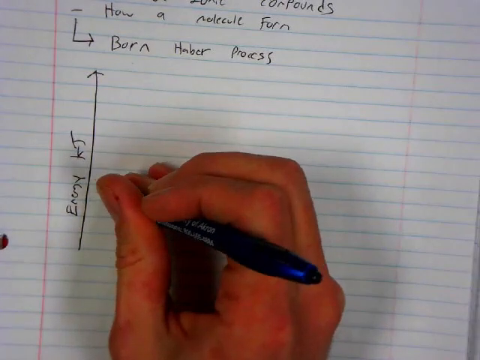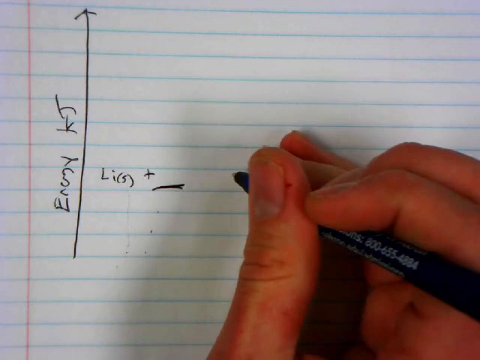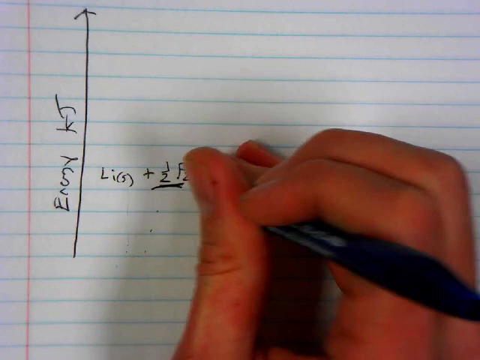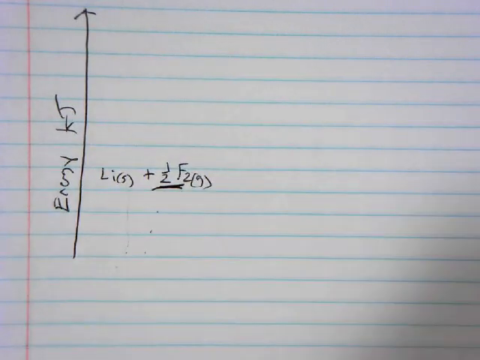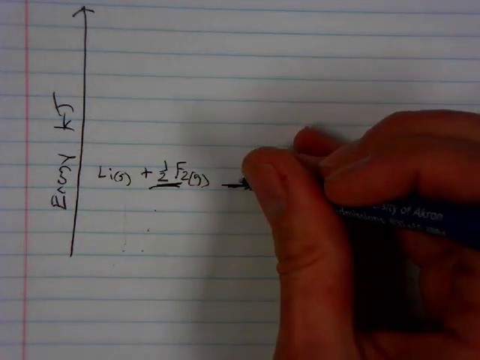So here is my solid lithium. Lithium as a solid. Can you guys see that okay? Should I zoom in a little bit more? So I have lithium as a solid, plus 1/2 mole of F2 gas. It's very difficult to react a gas with a solid. Agreed? What would be easier to react a gas with? A gas. A gas with a gas.